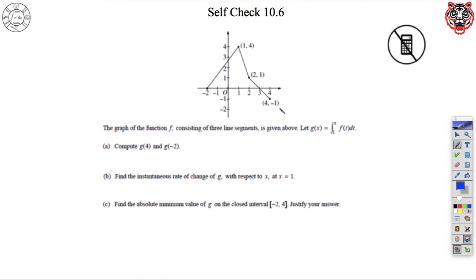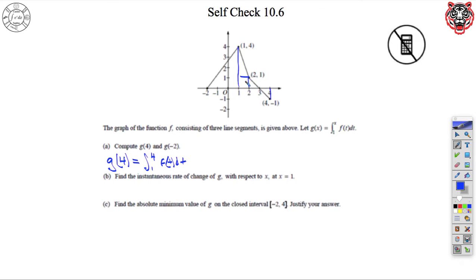And on to self-check 10.6. So compute g of 4 and g of negative 2. G of 4, that means I'm plugging in 4. This is going to be the integral between 1 and 4 of f of t dt. So I need to find the area between 1 and 4.